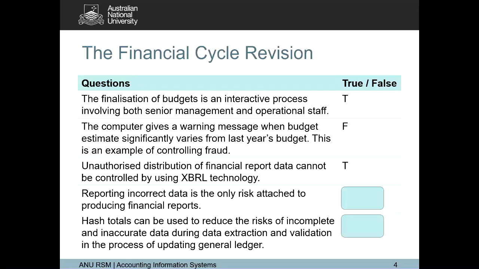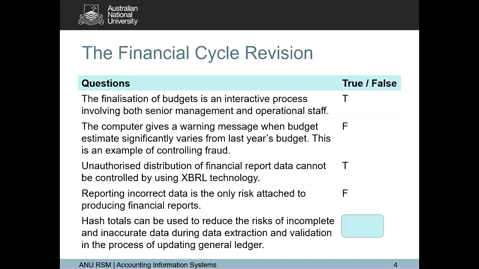How do you feel about that? There are so many other risks that will be attached to financial reports.